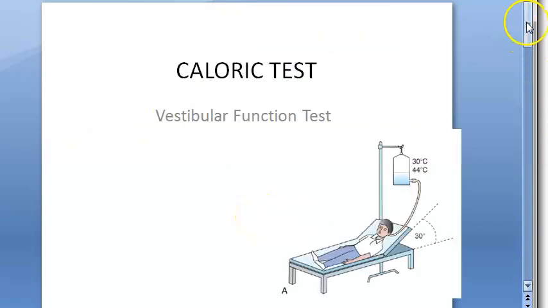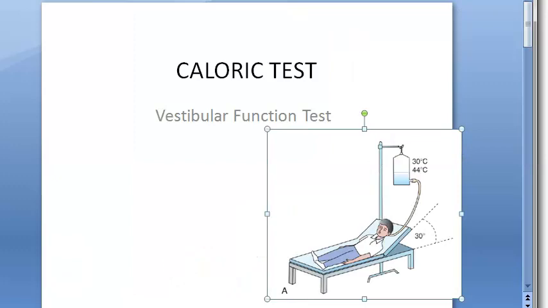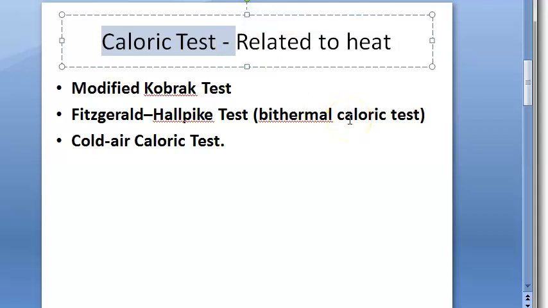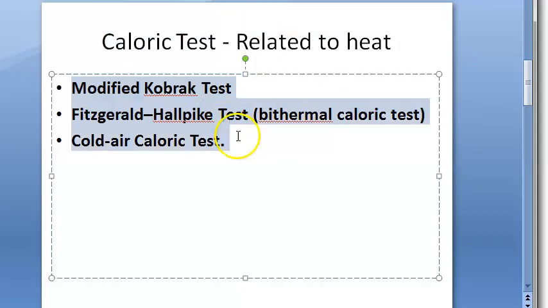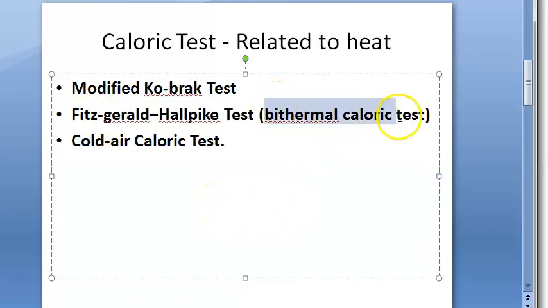What exactly are they doing here? Don't get scared. They're not doing anything to the person, just putting water into the ear. That's all. Here it is cold water or warm water. It is called the caloric test because it is related to heat. Everything has so many types under it. This caloric test itself has many types below it, like the modified Kobrak test and the Fitzgerald-Hallpike test, which is called the bithermal caloric test. And you also have the cold air caloric test. They're talking about air here.